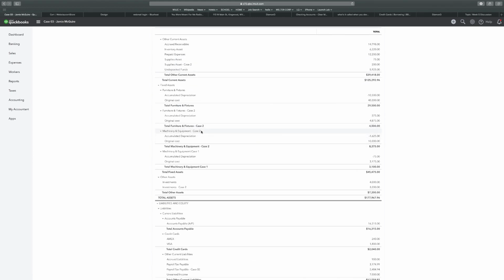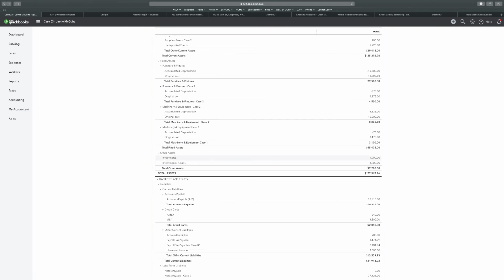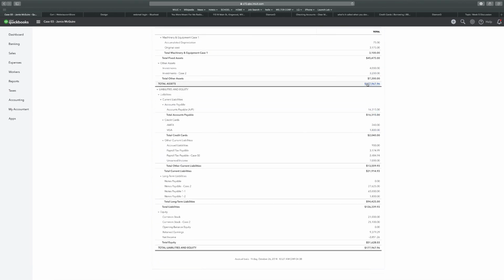Machinery and equipment for case 2, furniture and fixtures for case 2, investments, case 1 and case 2. This is where we changed them. So we know this is for case 1 and this is for case 2. We know what the balances are. Our total assets will always equal our liabilities and owner's equity.